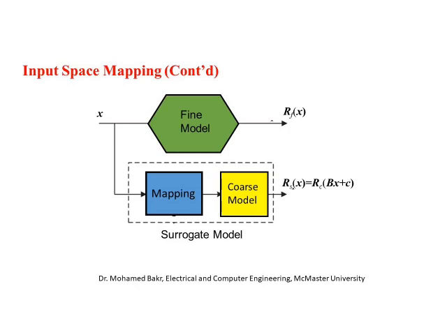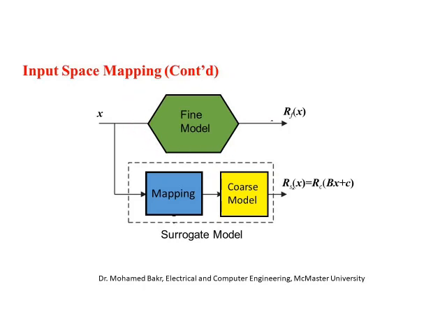This diagram here illustrates the concept of input space mapping. This is a fine model. You give it the set of parameters, your dimensions, your material properties. You invoke your solver. It takes a huge amount of time. You get the response Rf of x. Okay, but I can't apply direct optimization to this one. It's going to take a very long time.